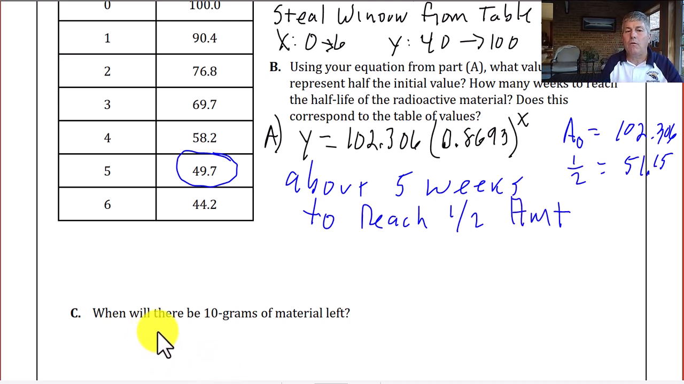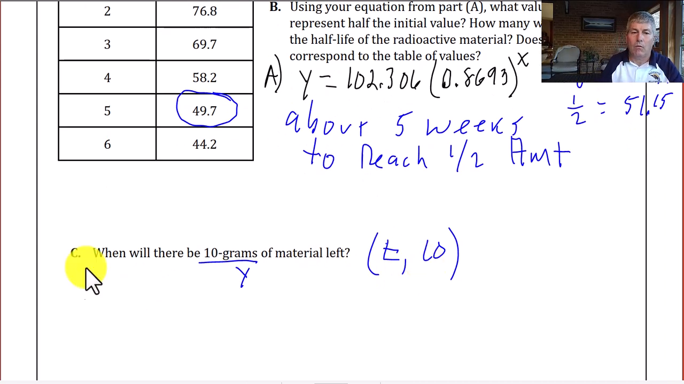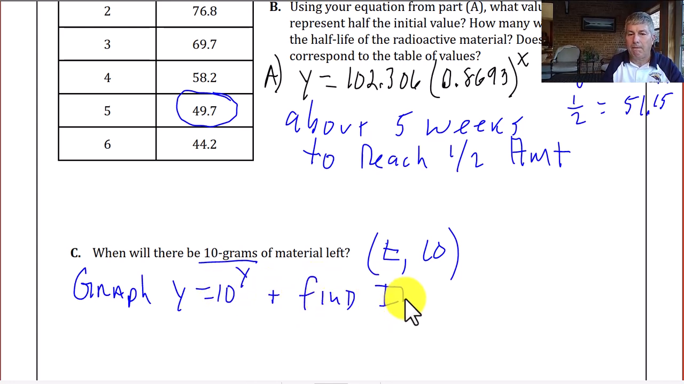C says, when will there be 10 grams of material left? So the 10 is our y value. So we're looking for an ordered pair of t or x and 10. So when is our output going to be 10? Well, since we don't have the algebra to do this, we'll graph y equals 10 and find the intersection on our graph. So we've got to go back to our calculator and graph y equals 10 and see where they meet.